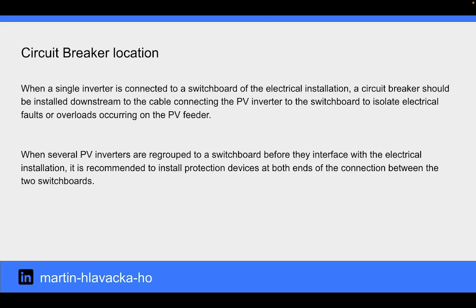When a single inverter is connected to a switchboard of the electrical installation, a circuit breaker should be installed downstream to the cable connecting the PV inverter to the switchboard to isolate electrical faults or overloads occurring on the PV feeder. When several PV inverters are regrouped to a switchboard before they interface with the electrical installation, it is recommended to install protection devices at both ends of the connection between the two switchboards.